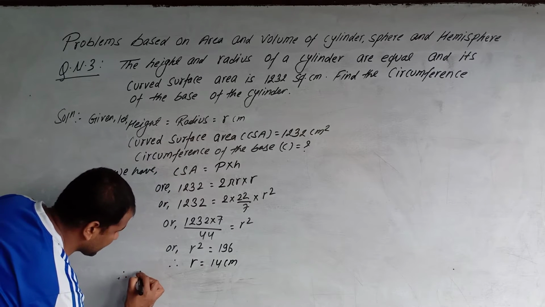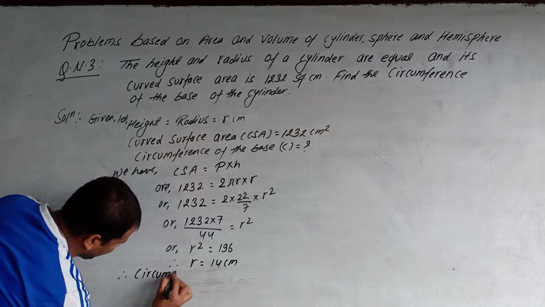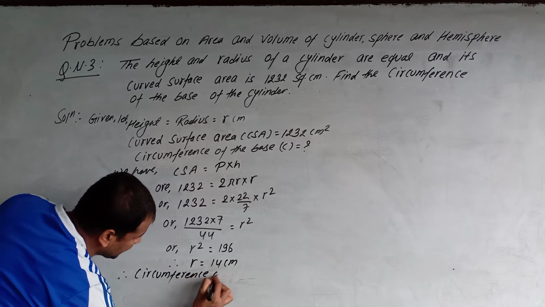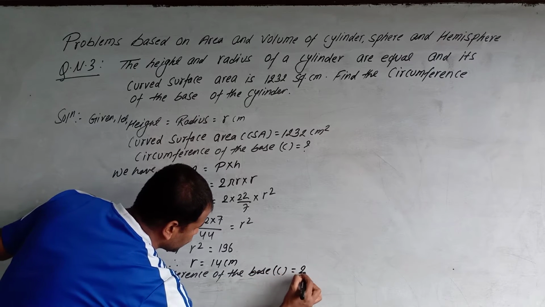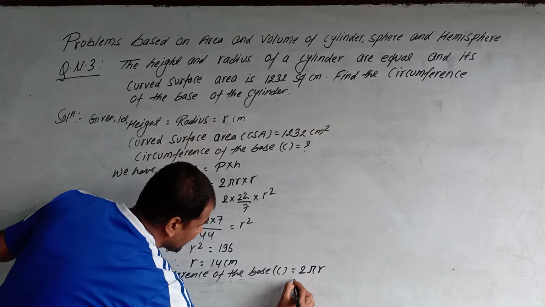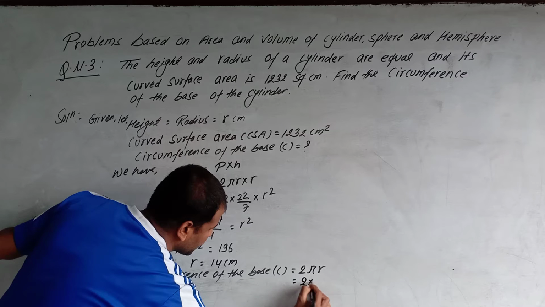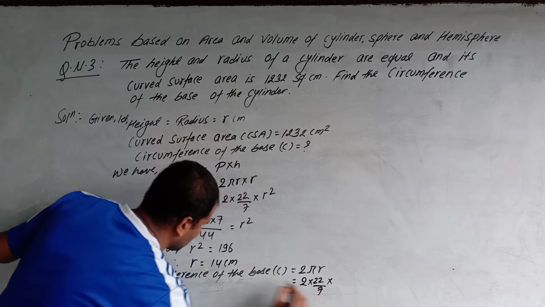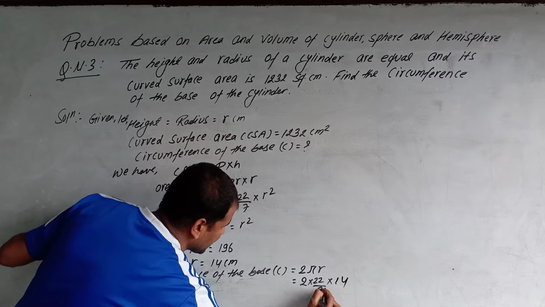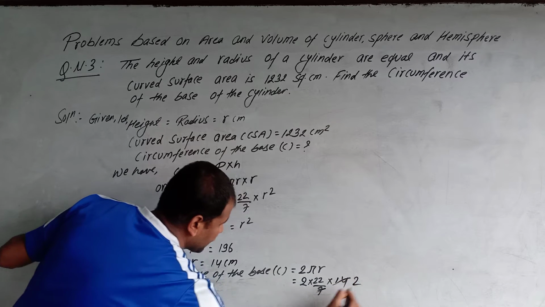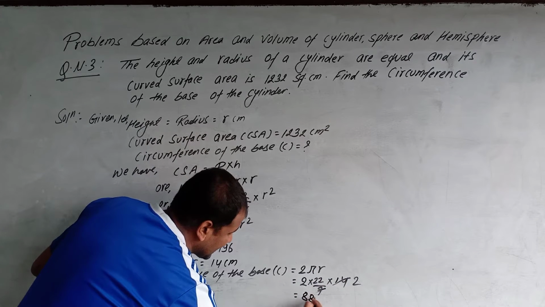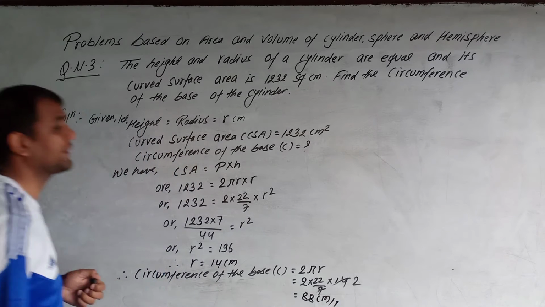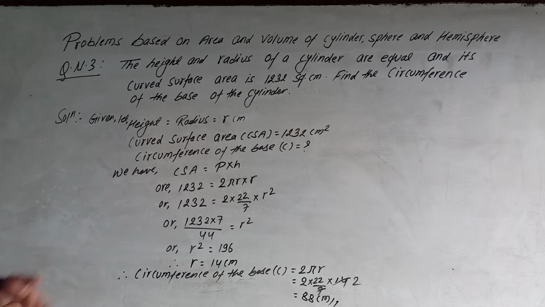Therefore, the circumference of the base, C is equal to 2 pi r. That is equal to 2 into 22 by 7 into r, where r is 14 centimeters. So 7 twos are 14, 2 into 44 is 88, that is equal to 88 centimeters, the circumference of the base of the circle. This is about our third question.